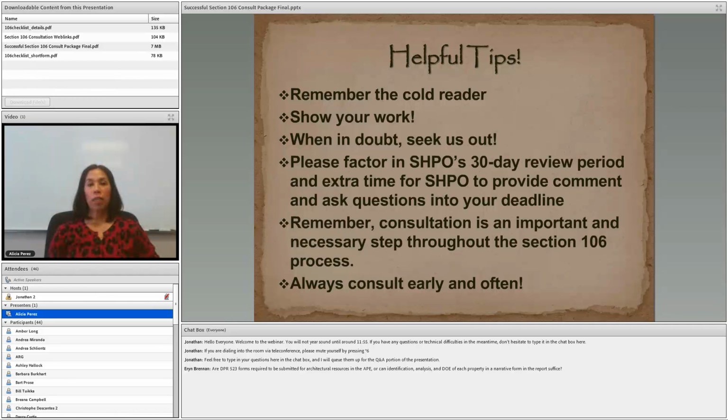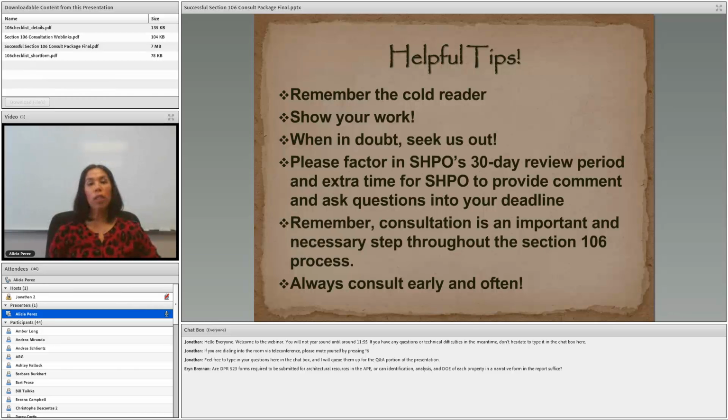consultation with our office gets caught up in back and forth comments and questions because work has not been shown, so to speak, in your consultation package. So just provide as much detail as you can possibly. And again, when in doubt, seek us out just for informal questions. I definitely would prefer that because, again, I think it helps in the long run expedite consultation with our office.